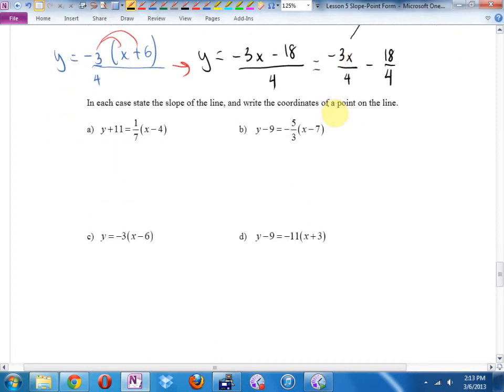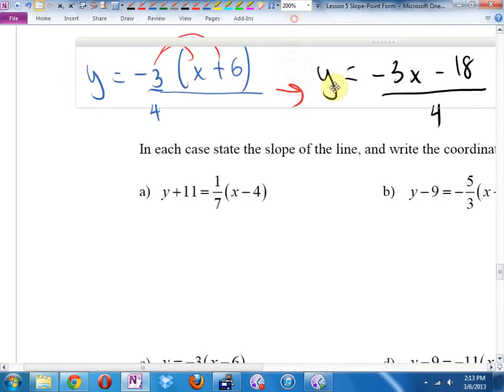Take a look at A and B and C and D. I think all of these are in slope point form. Let's see. It says state the slope and write the coordinates of the point on the line. Let's do this first one.